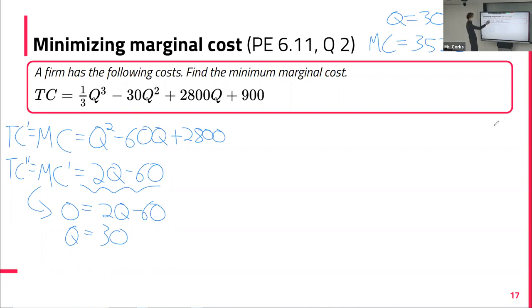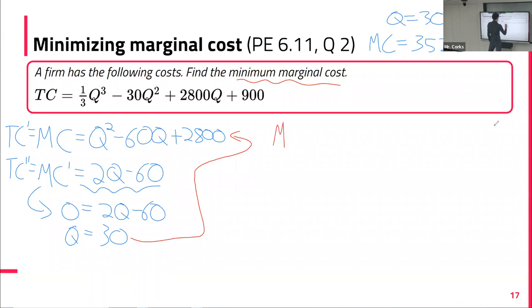Okay, so we want the actual dollar value of minimum marginal cost, not total cost. So we're going to take this and put it back into the marginal cost equation. We had 3 of them: total cost, marginal cost, derivative of marginal cost. Make sure you're substituting it back into the correct thing for what you're looking for.